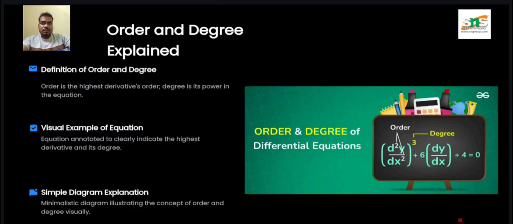The equation must be free from radicals and fractions involving derivatives. In simple terms, the equation should be in a proper algebraic form before you can talk about degree. Once that condition is satisfied, you look at the highest order derivative and check its power. That power becomes the degree.